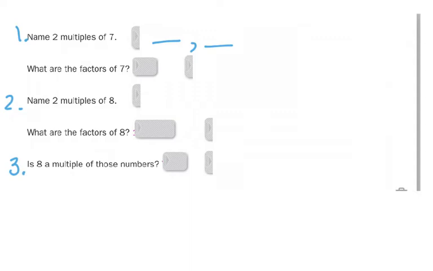Then secondly, what are the factors of 7? So remember, if we write down numbers multiplied together, this is what factors are. Go ahead and write down 2 multiples of 7 and 2 factors of 7.